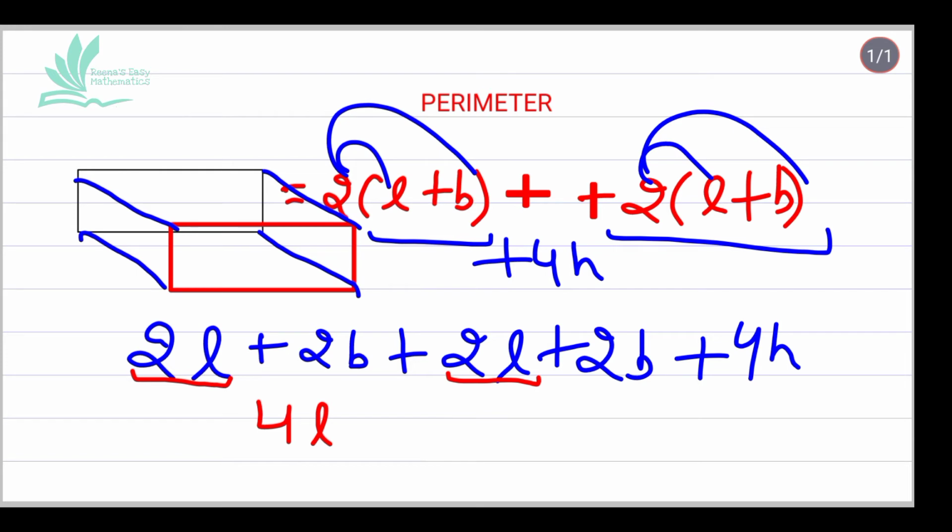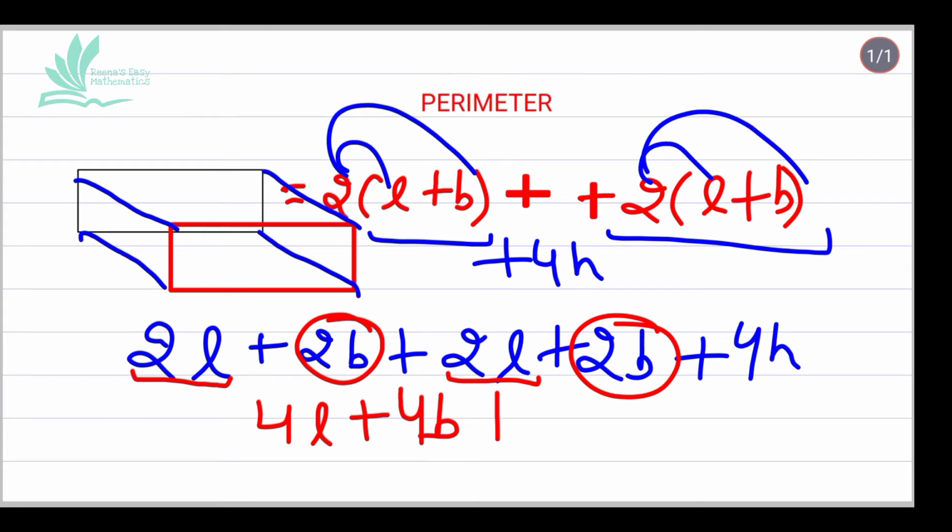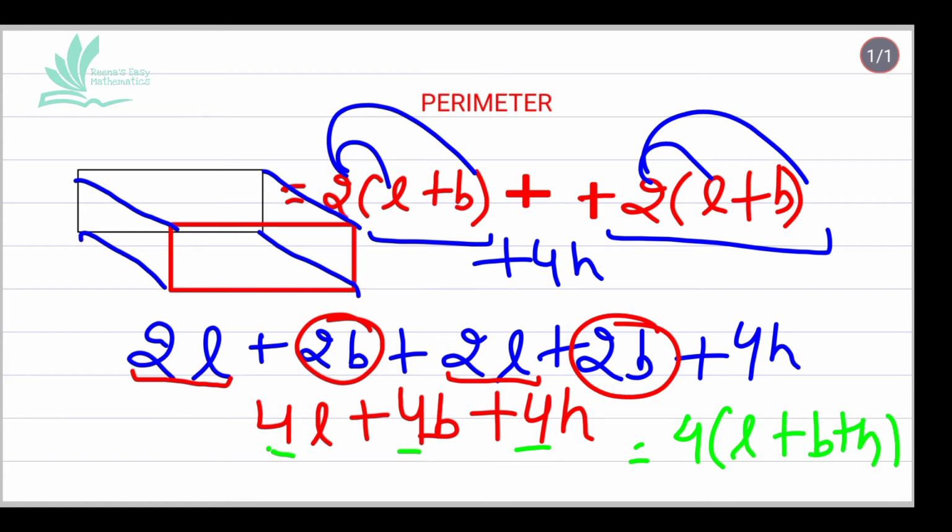As we can see that these are the same algebraic expression, 2L plus 2L will become 4 times length. Same I have twice of breadth plus twice of breadth, it is 4 times breadth, and then it is 4 times height. If I'll take 4 common from each, finally I can get 4 times L plus B plus H, which is the perimeter of the cuboid.